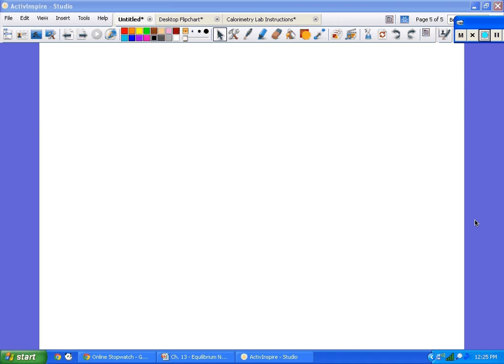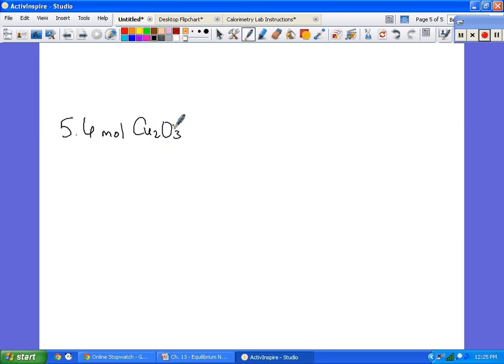Yes, ma'am. Okay, 15 on the back. Very good. All right. The question is, how many copper atoms, this is a good one. How many copper atoms are in 5.6 moles of Cu2O3? So what is the given? 5.6 moles of Cu2O3. And the question is what? Copper atoms. All right, so I need Cu atoms. Everybody good with that?